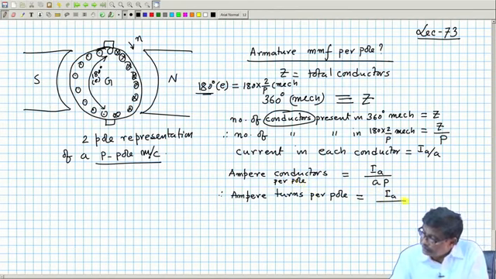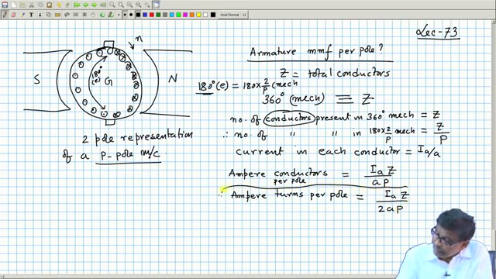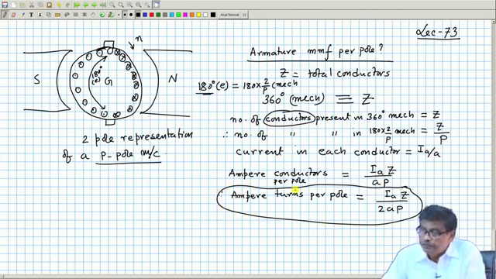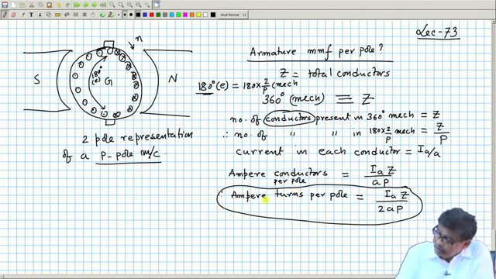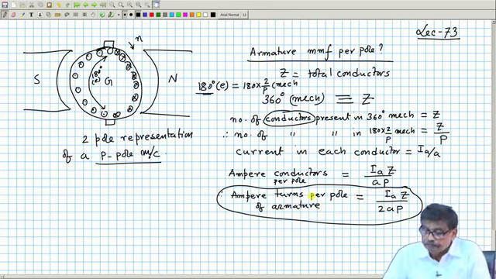It will be divided by 2, where is Z gone? Where is Z? Here ampere conductors, Z will be on top. So, I_a Z by 2 A P. This is the thing. This is the ampere turns per pole, ampere turns of armature. Field is a separate thing, it is there.